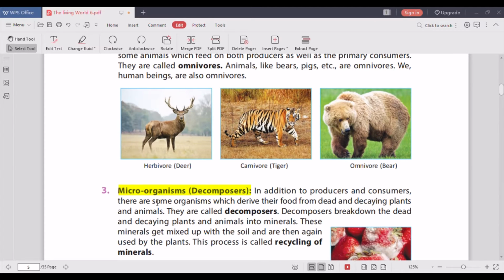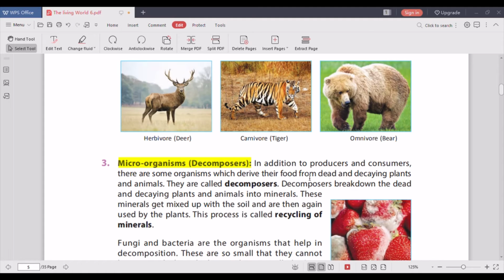So here the third is microorganisms that are called decomposers. In addition to producers and consumers, there are some organisms which derive their food from dead and decaying plants and animals. They are called decomposers. They break down the dead and decaying plants and animals into minerals.